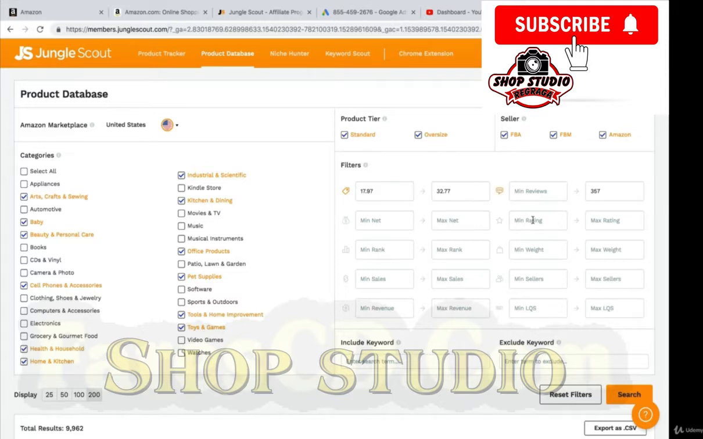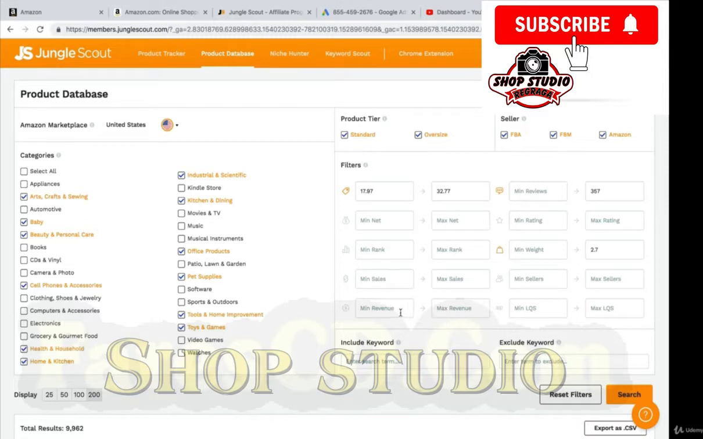Your net profits I wouldn't worry about. They're all going to vary. Minimum rating, once again, don't worry about. Your ranking, minimum weight, there is no limit to minimum. Maximum weight, I always put around 2.5 pounds, 2.7 pounds. Minimum sales, once again, you don't have to worry too much about that. Minimum sellers, once again, don't worry about this, just your revenue.